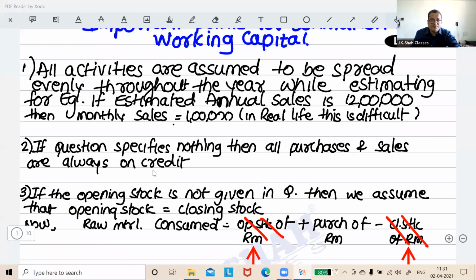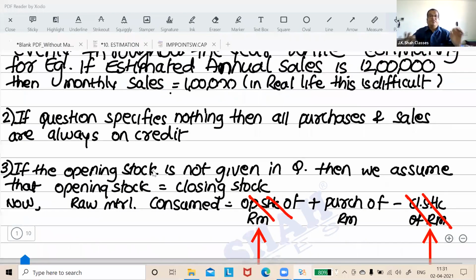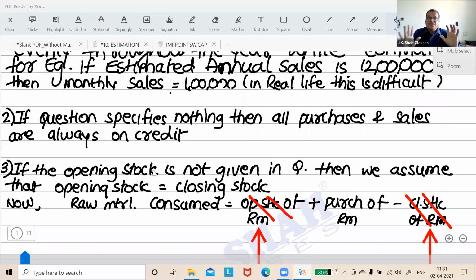Fine. This is the second point that you have to keep in your mind. If the question specifies nothing, then all purchases and sales are always on which basis? Always on credit basis. Always. Okay, fine.